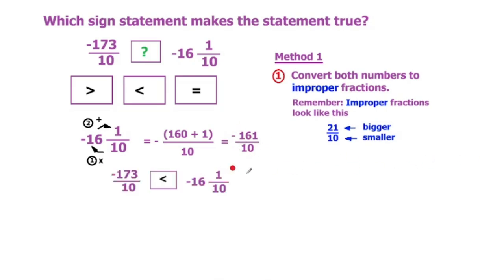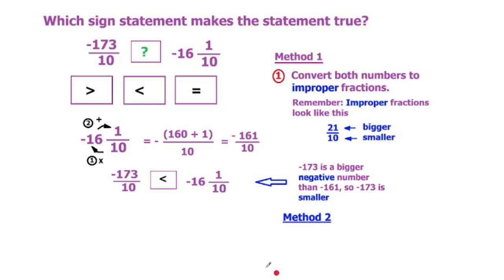So now if we compare negative 161 to negative 173, negative 173 is a bigger negative number than minus 161. So minus 173 is smaller, right? If you just remember a number line with negative numbers on it, as you go to the left, the negative numbers are getting bigger in size, but that means they're actually smaller, okay?